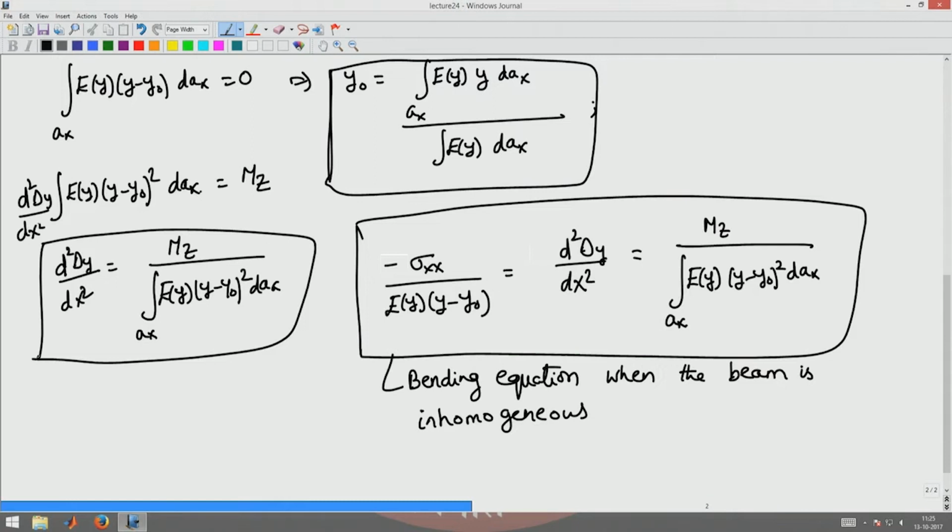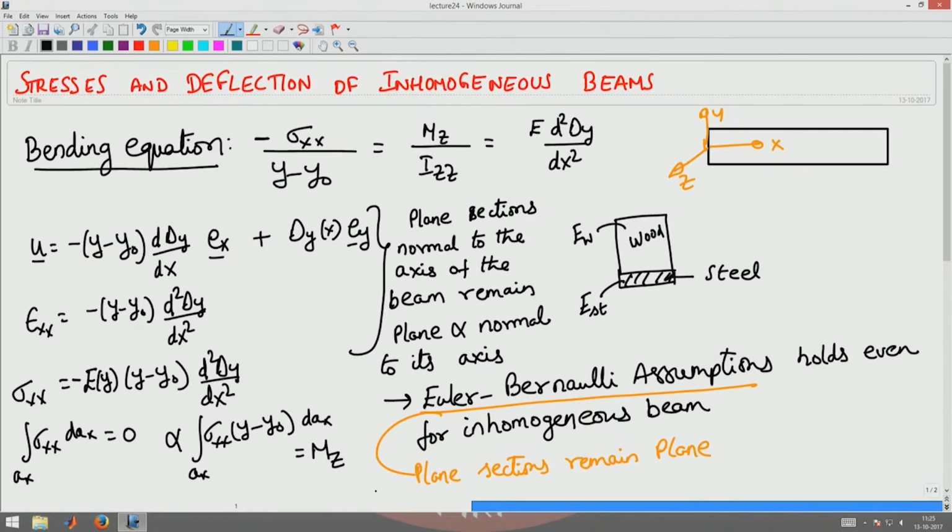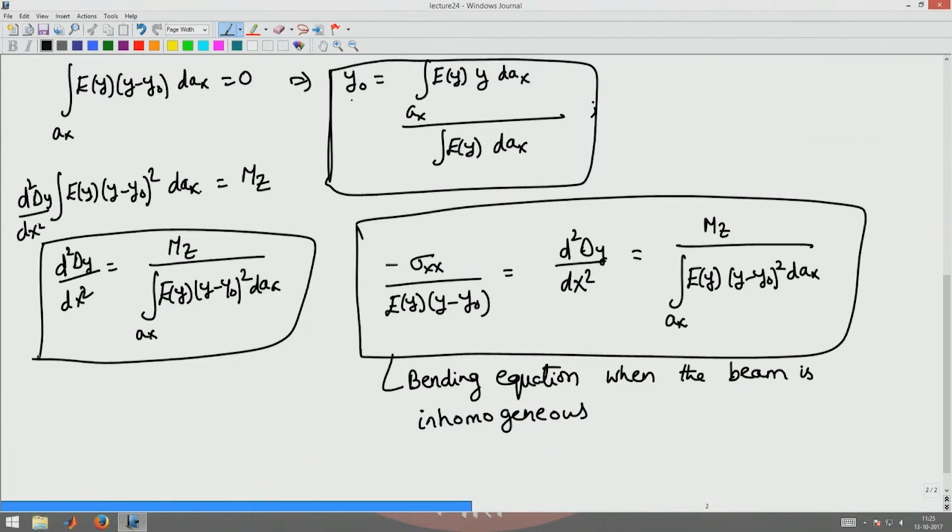Now let us go back to the specific problem that we were interested in, a composite cross section with wood and steel as its components. Let us see how to find y naught for such a composite beam, and how to find this integral of E of y into (y minus y naught) whole square dAx for the composite beam.